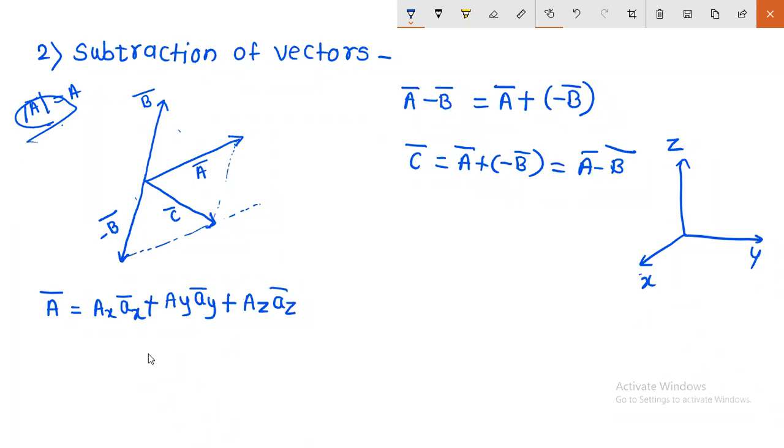Okay, now similarly, we can write vector b bar also in this way. So this vector b bar is equal to bx a bar x plus by a bar y plus bz a bar z. Okay. Now we have to add these two vectors and subtract these two vectors. So up to this point, any doubt?